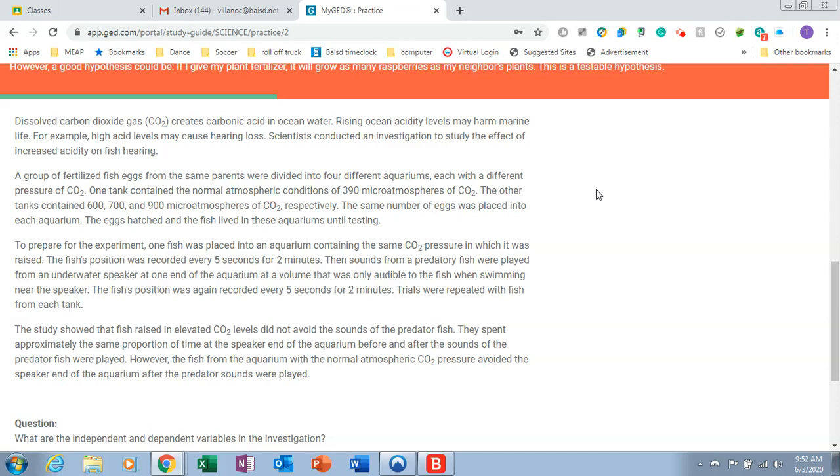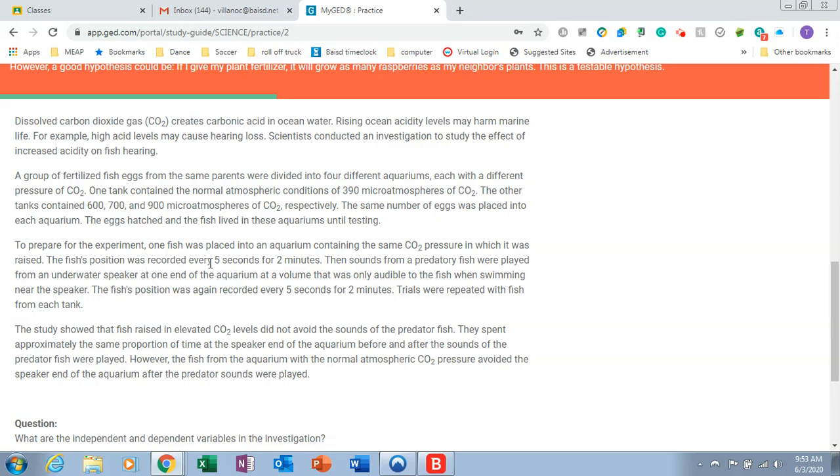Okay, let's see if we get to the good stuff here. To prepare for the experiment, one fish was placed in an aquarium containing the same CO2 pressure in which it was raised. By the way, we can already know the independent variable. The independent variable is going to be the one the scientists are controlling, and it looks like they're going to be changing the CO2 gas in each tank. So that is the independent variable. That is the thing that is being controlled by the scientists. Independent is controlled by the scientists, so they're changing the CO2 gas. Let's keep reading.